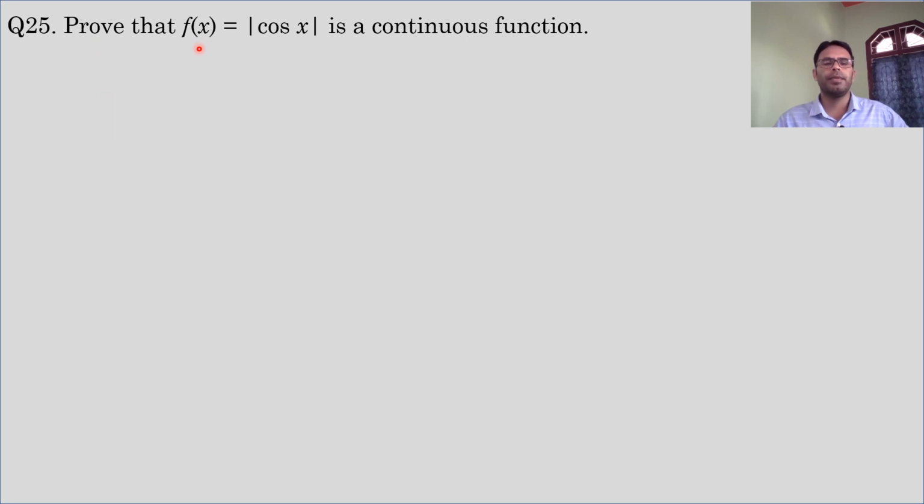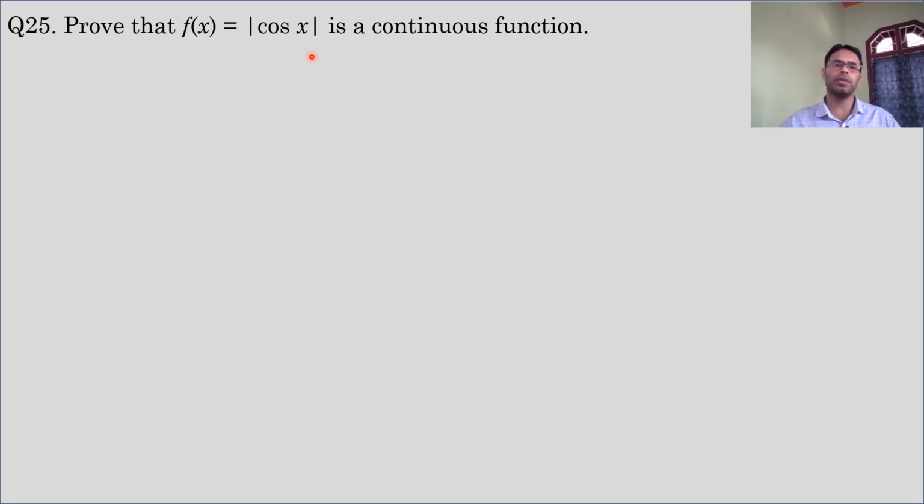Prove that f(x) equal to modulus of cos x is a continuous function. This is one important question actually, and this function, mod of cos x, is the composition of two functions. One of the functions is cos x and the other function is mod. So for this question you are to use the theory of composition of functions. Actually this is a major part in the chapter Function, which we will discuss later on.